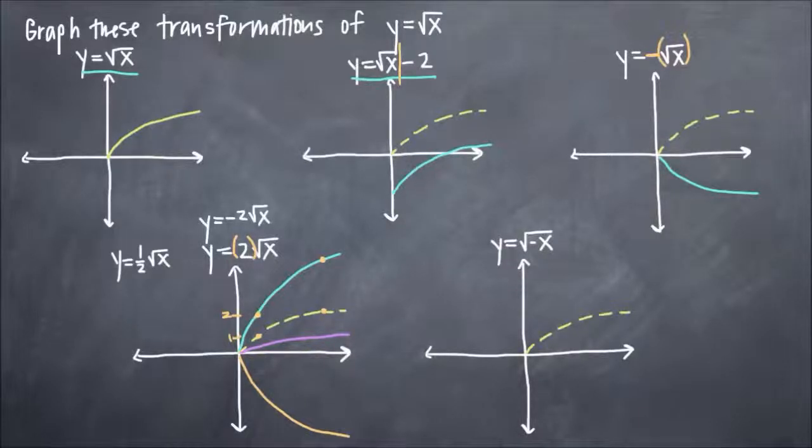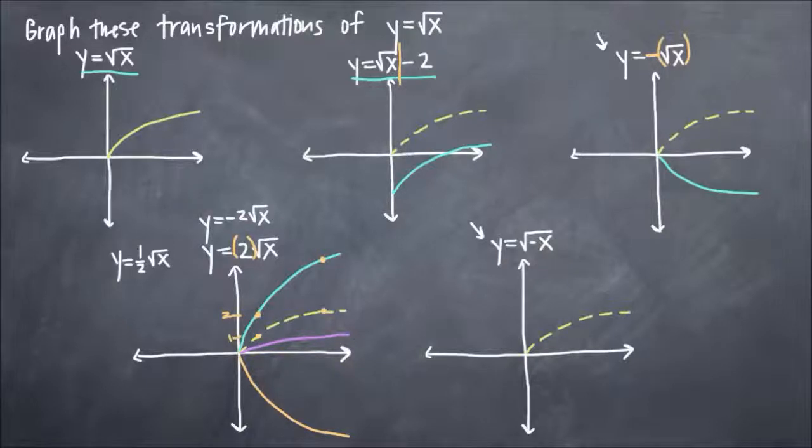In the last graph, we have y equals the square root of negative x. And this one here is similar to this graph that we did in the sense that all we've done is add a negative sign, except that here we've added it in a different place. It's inside our square root sign instead of outside our square root sign.